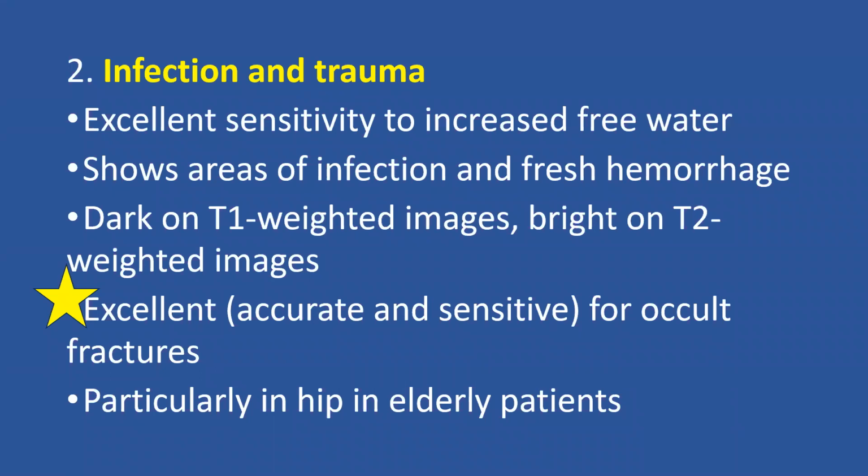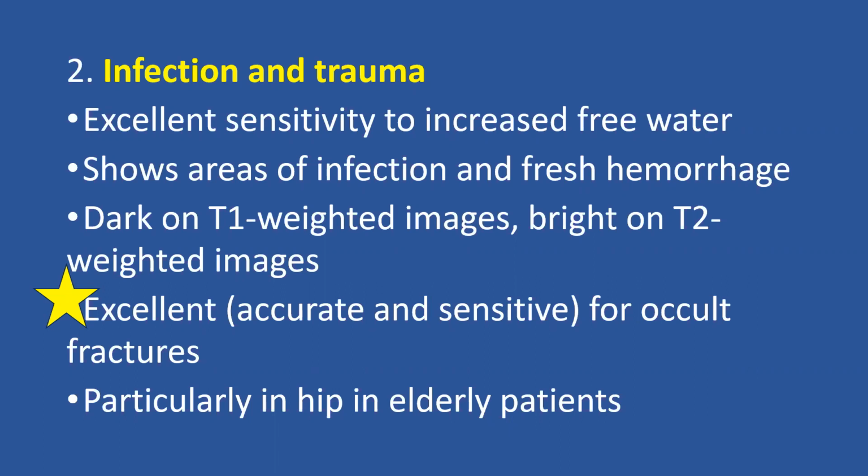Infection and trauma. MRI has an excellent sensitivity to increased free water. It shows areas of infection and fresh hemorrhage. It's dark on T1 weighted images. If you recall, I told you with infection, there's inflammation, and this would give you a dark image on T1, while bright on T2. It's excellent for occult fractures.